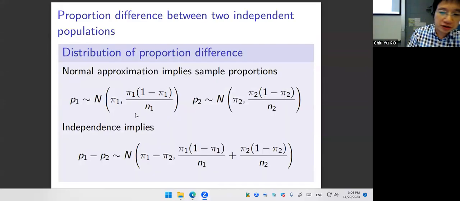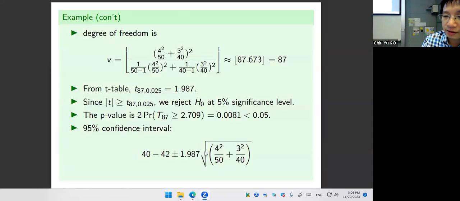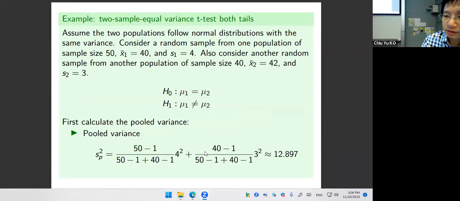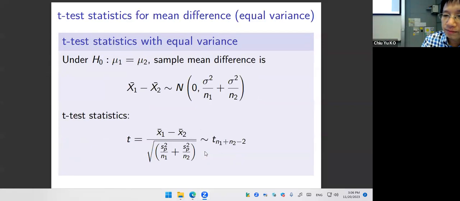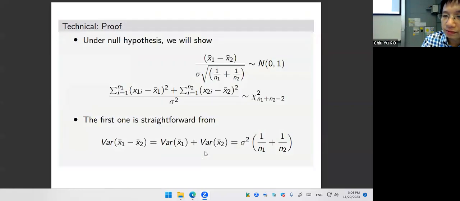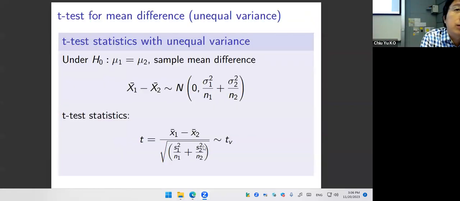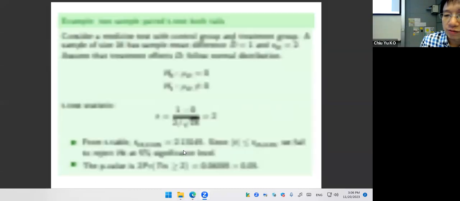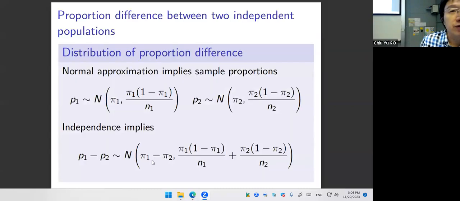In the case of proportion, this is what we have. This is exactly the same as the formula that we have here, if you remember this formula, not the pooled one, but the unequal one. The only difference, remember, in the proportion case is that we no longer need the t, because we can just use p. It's normal. The only difference is that it's normal.